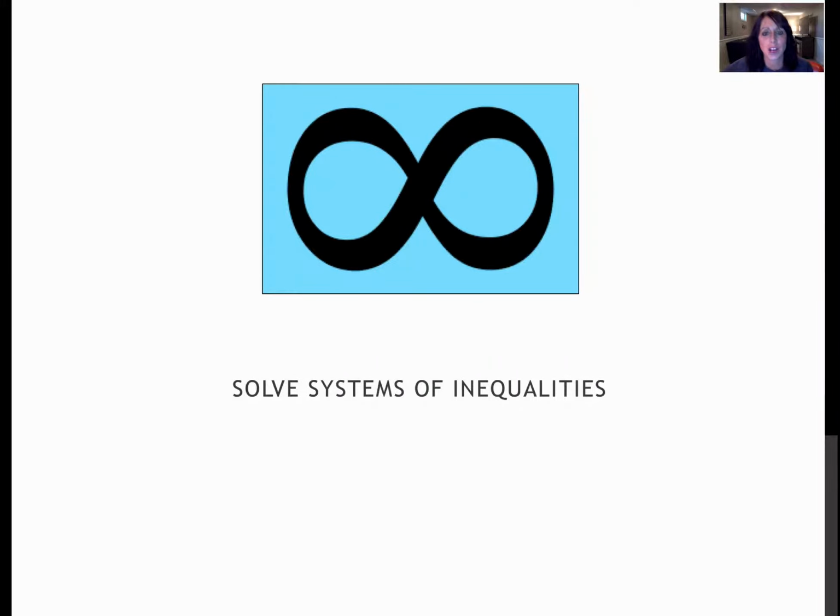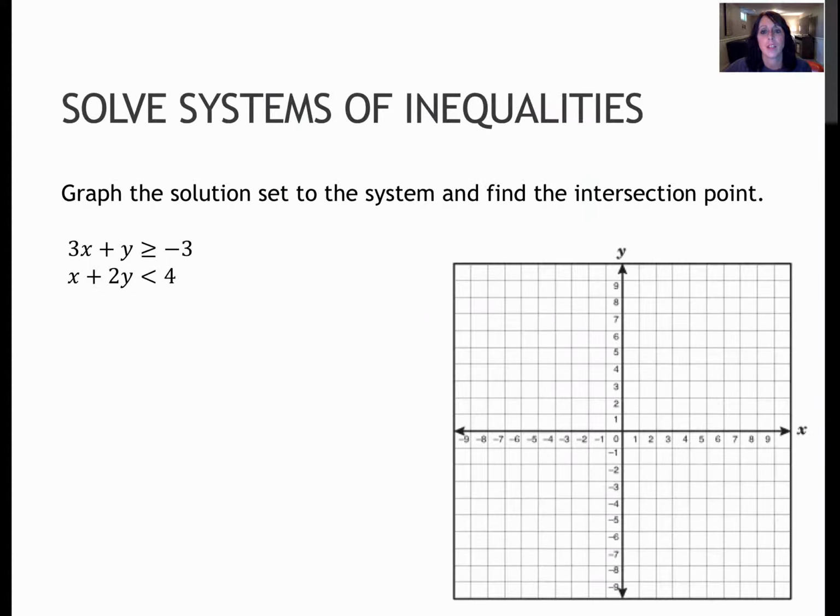In this lesson, we will solve a system of inequalities, sometimes linear, sometimes not. Notice these will now be inequalities, and we are going to solve by graphing as we did before. So this is a linear system of inequalities.